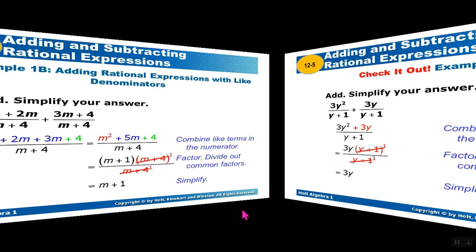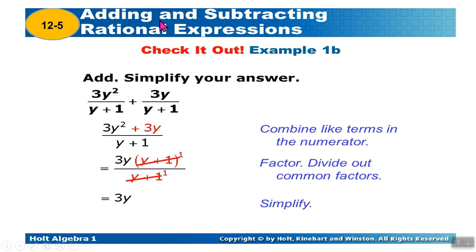Another example to understand it more. Look, this one, add, simplify your answer. Look here, 3y squared over y plus 1 plus 3y over y plus 1. The denominators are the same, so we write one fraction and we write the denominator as it is. Again, we don't add the denominators, we write it as it is.